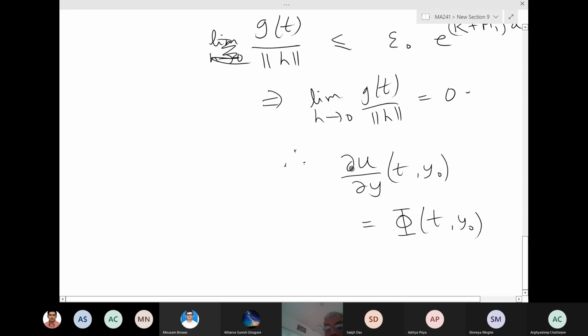So with this notation, when Perko writes del u by del y, you should be a bit careful because y is not a single real variable. y is actually n variables. So what he means is that this is shorthand notation for just our du. If you fix t, u becomes a function from Rn to Rn, and then this is du at y naught. So this is within quotation marks.